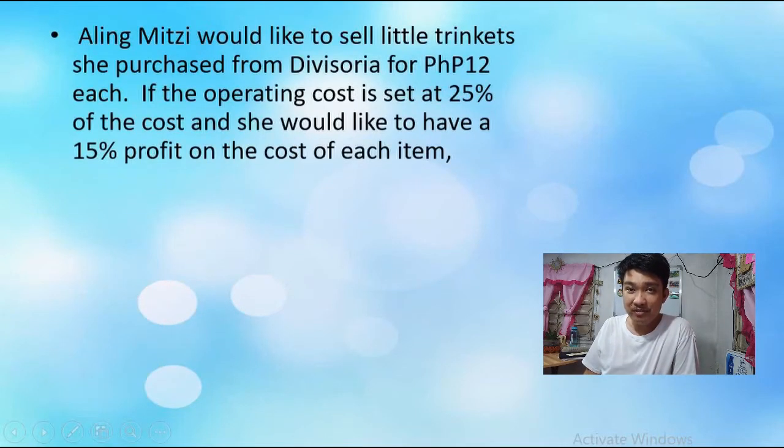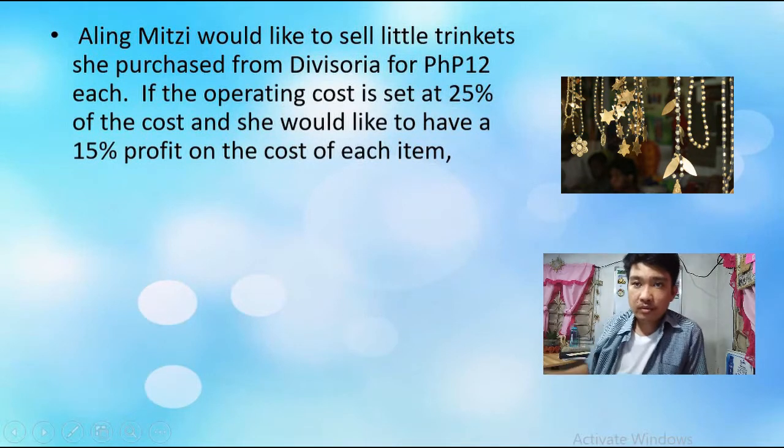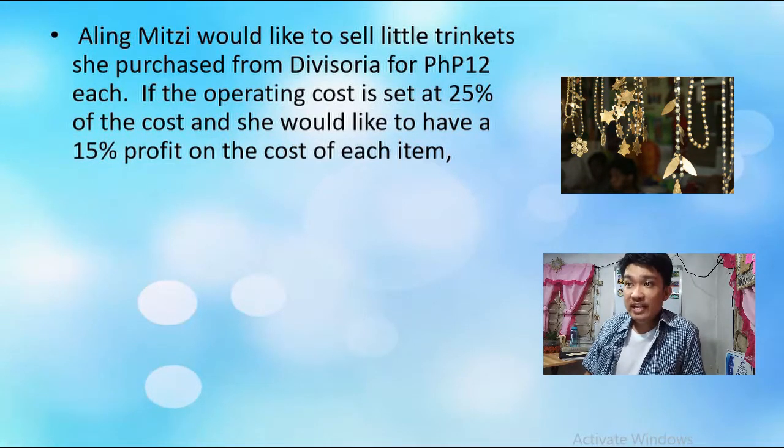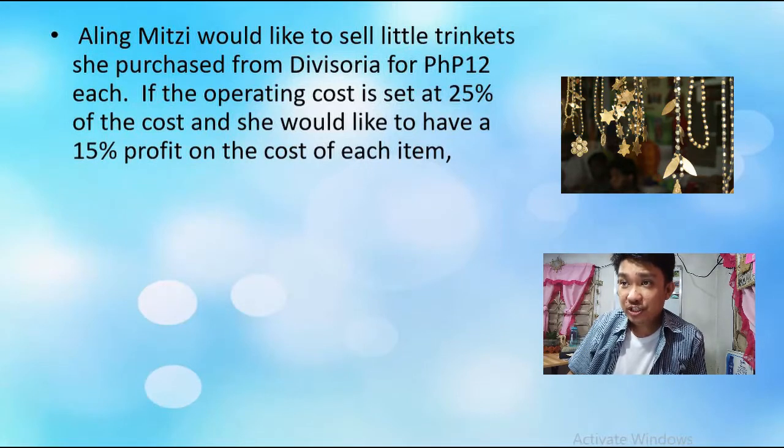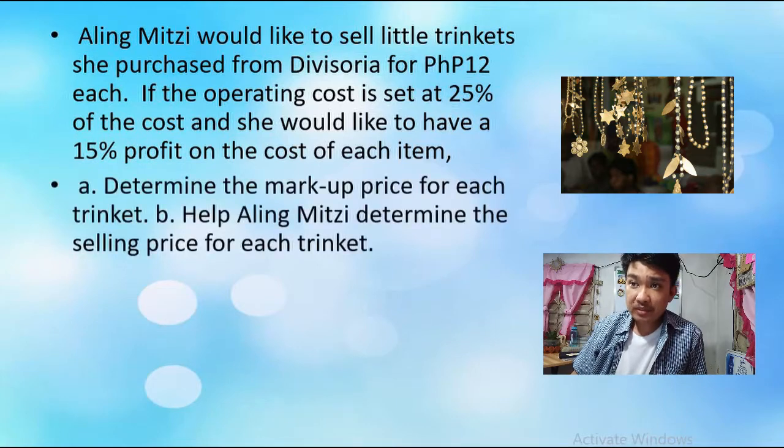Let's have examples. Aling Mitzi would like to sell little trinkets she purchased from Divisoria for 12 pesos each. If the operating cost is set at 25% of the cost and she would like to have a 15% profit on the cost of each item, A, determine the markup price for each trinket. Letter B, help Aling Mitzi determine the selling price for each trinket.